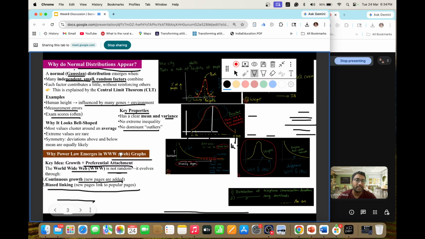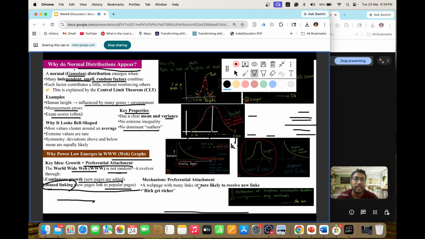But power law emerges in cases like the WWW graph, the World Wide Web graph. Here you can see that there is preferential attachment. It is not random, unlike the normal distribution. It evolves through continuous growth and biased linking. The linking here is biased, so new pages are added to popular pages. So whenever a new page is added, it follows preferential attachment, not random but preferential attachment.